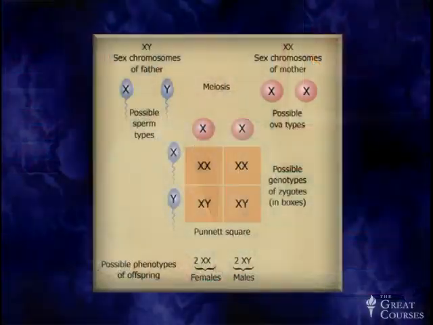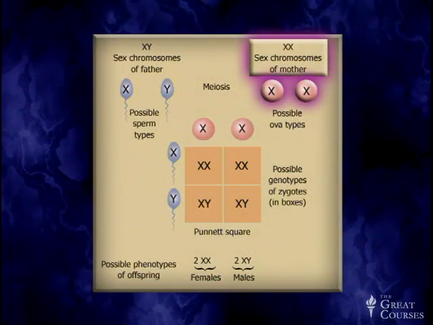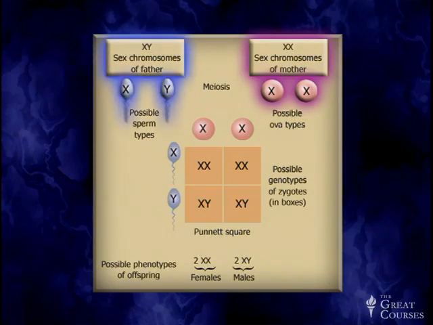Let's first talk about sex determination. We know we have X and Y chromosomes. The female ends up with a complement of 2 X chromosomes, and the male ends up with an X and a Y.